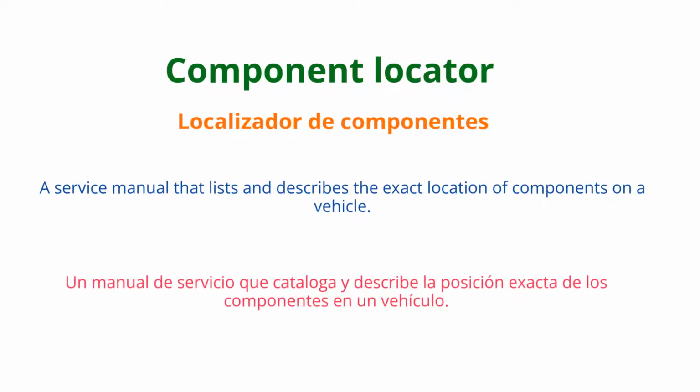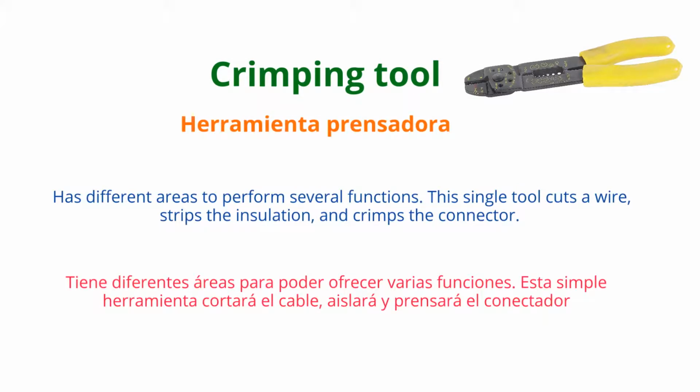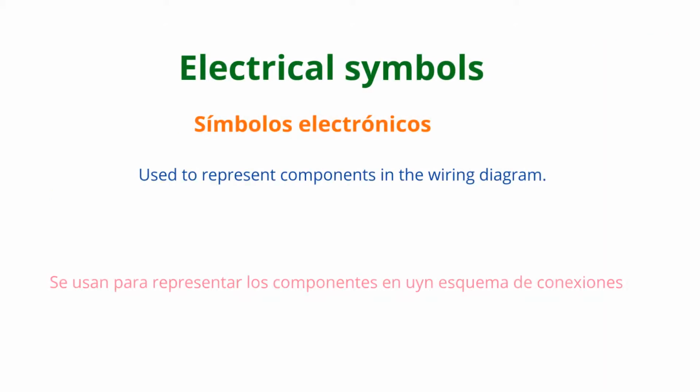Component locator. A service manual that lists and describes the exact location of components on a vehicle. Crimping tool. A crimping tool has different areas to perform several functions. This single tool cuts a wire, strips the insulation, and crimps the connector. Electrical symbols. Electrical symbols are used to represent components in the wiring diagram.